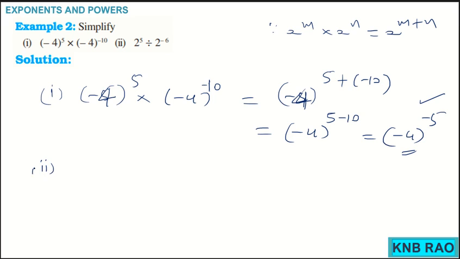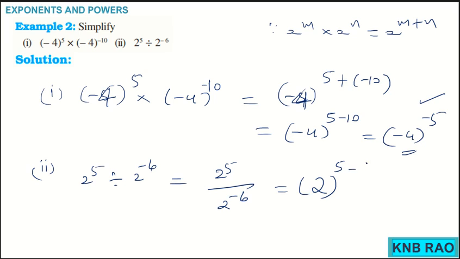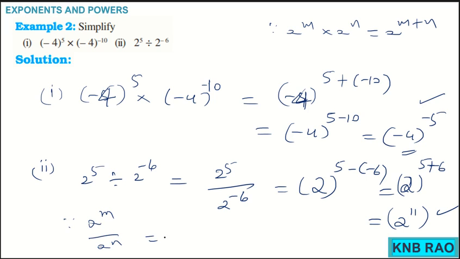Coming to question number 2, 2 power 5 divided by 2 power minus 6 is nothing but 2 power 5 upon 2 power minus 6. Whether m is greater than n or smaller, it is nothing but 2 power 5 minus, removing bracket, 5 minus minus 6 becomes plus 6. So the answer is 2 power 11. So here we have used a power m upon a power n is a power m minus n. Using this law I did the second question.